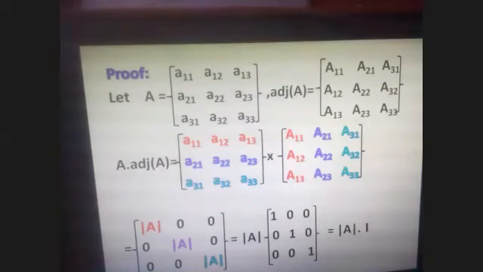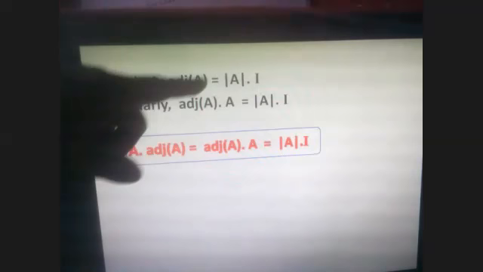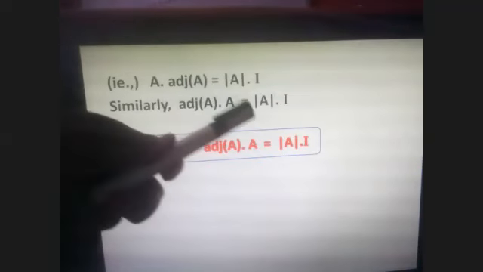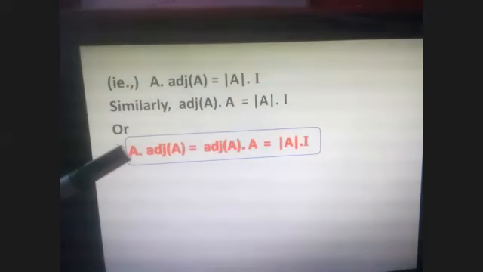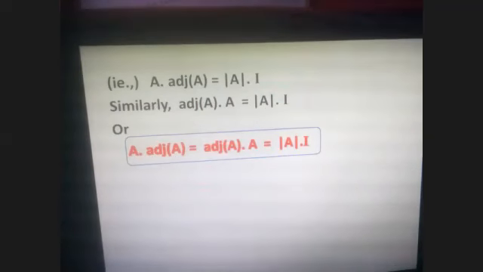So what we have seen is, similarly we can say A into adjoint of A is determinant A into I. Similarly, adjoint of A into A is also determinant A into I. So we have a result here. A into adjoint of A equal to adjoint of A into A, that is equal to determinant A into I.